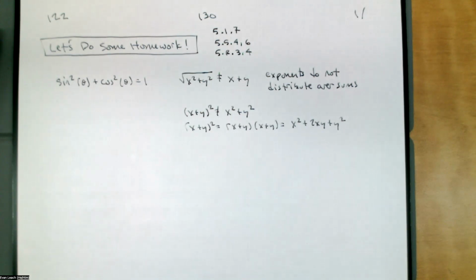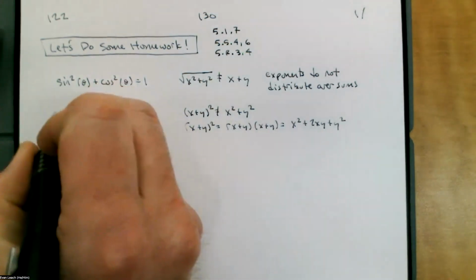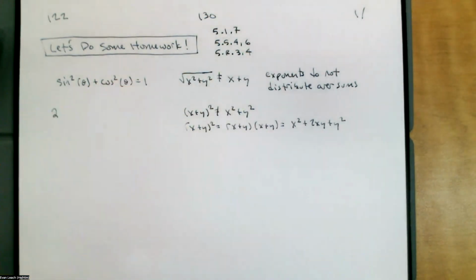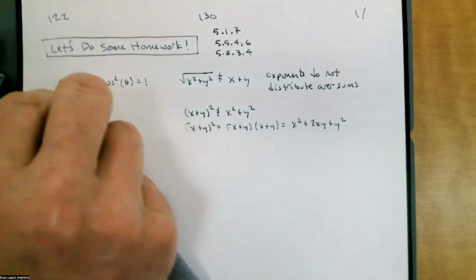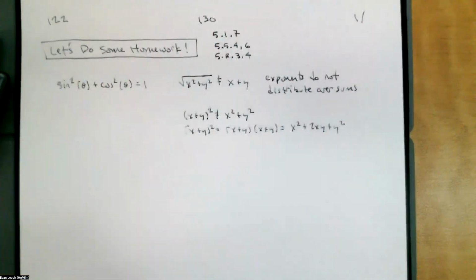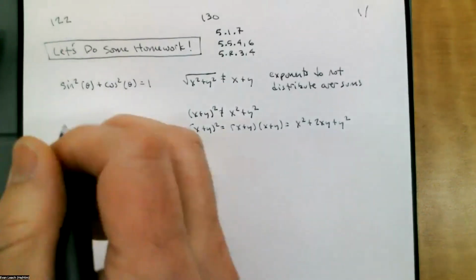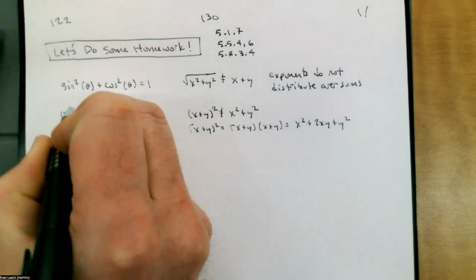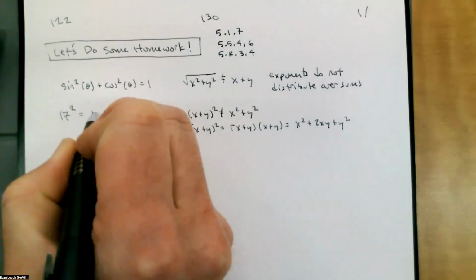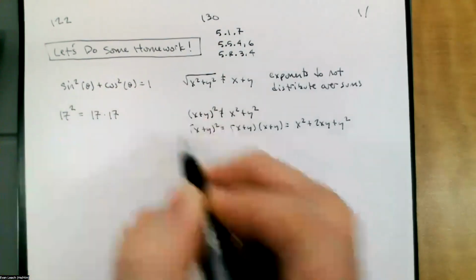So if we want to think about what this is related to, imagine taking a number and squaring it. Imagine I wanted to take the number 23. Now let's not use 23. Let's use something without 2 in it. Let's just think about taking the number 17 and squaring it. So this is 17 times 17.